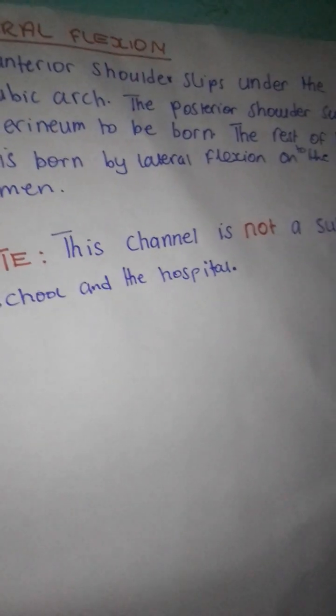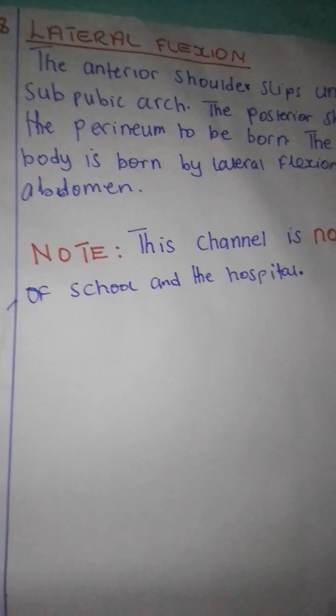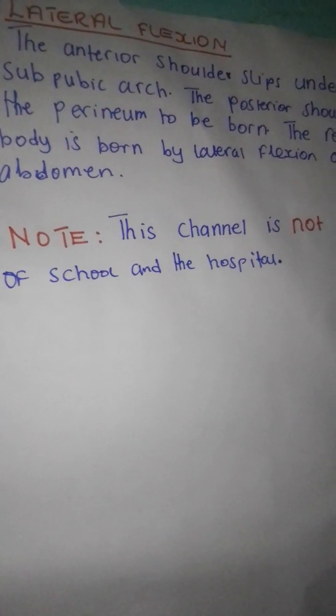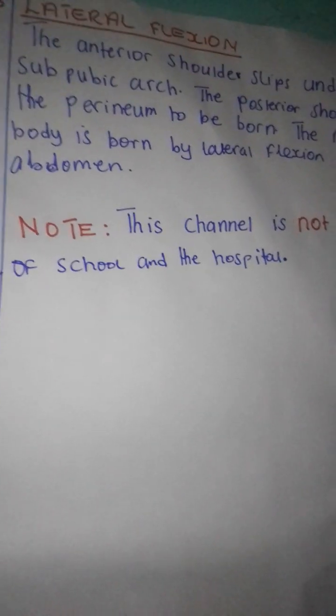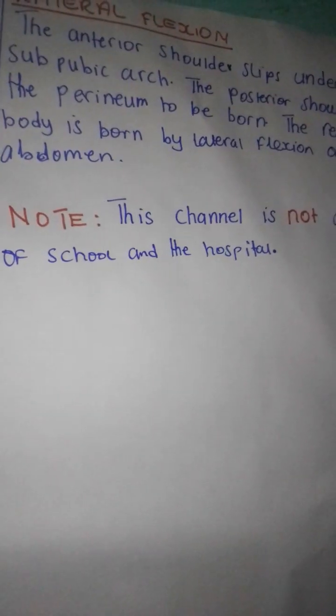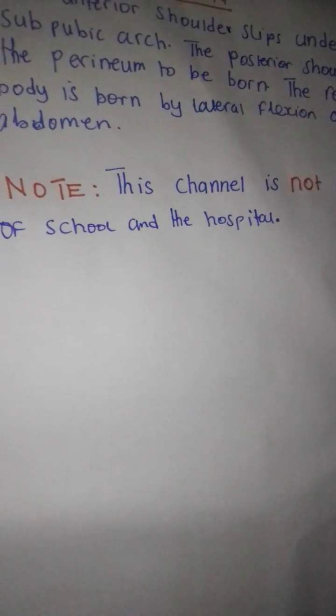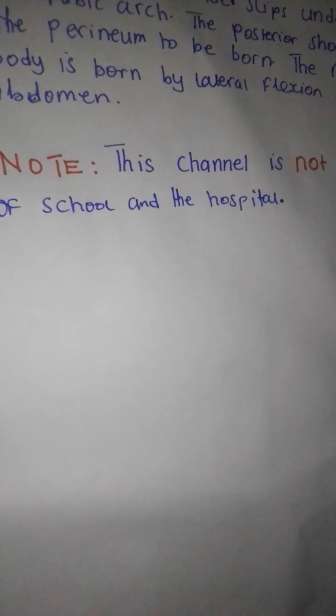Now the last one, number eight, we have lateral flexion. Under lateral flexion, the anterior shoulder slips under the subpubic arch. The posterior shoulder sweeps the perineum to be born. The rest of the body is born by lateral flexion onto the mother's abdomen. So this is the mechanism of labor.